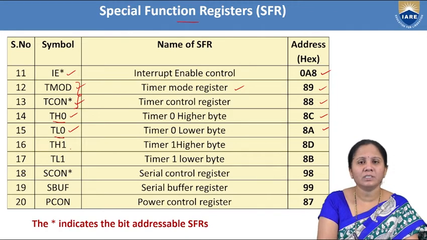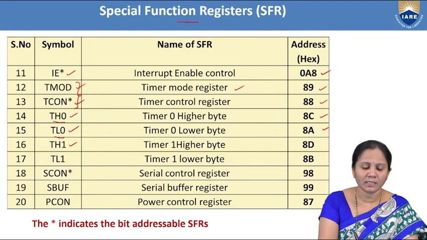The next two registers are related to timer 1. Timer 1 is also a 16-bit register. It can be used as two 8-bit registers, TH1 and TL1.